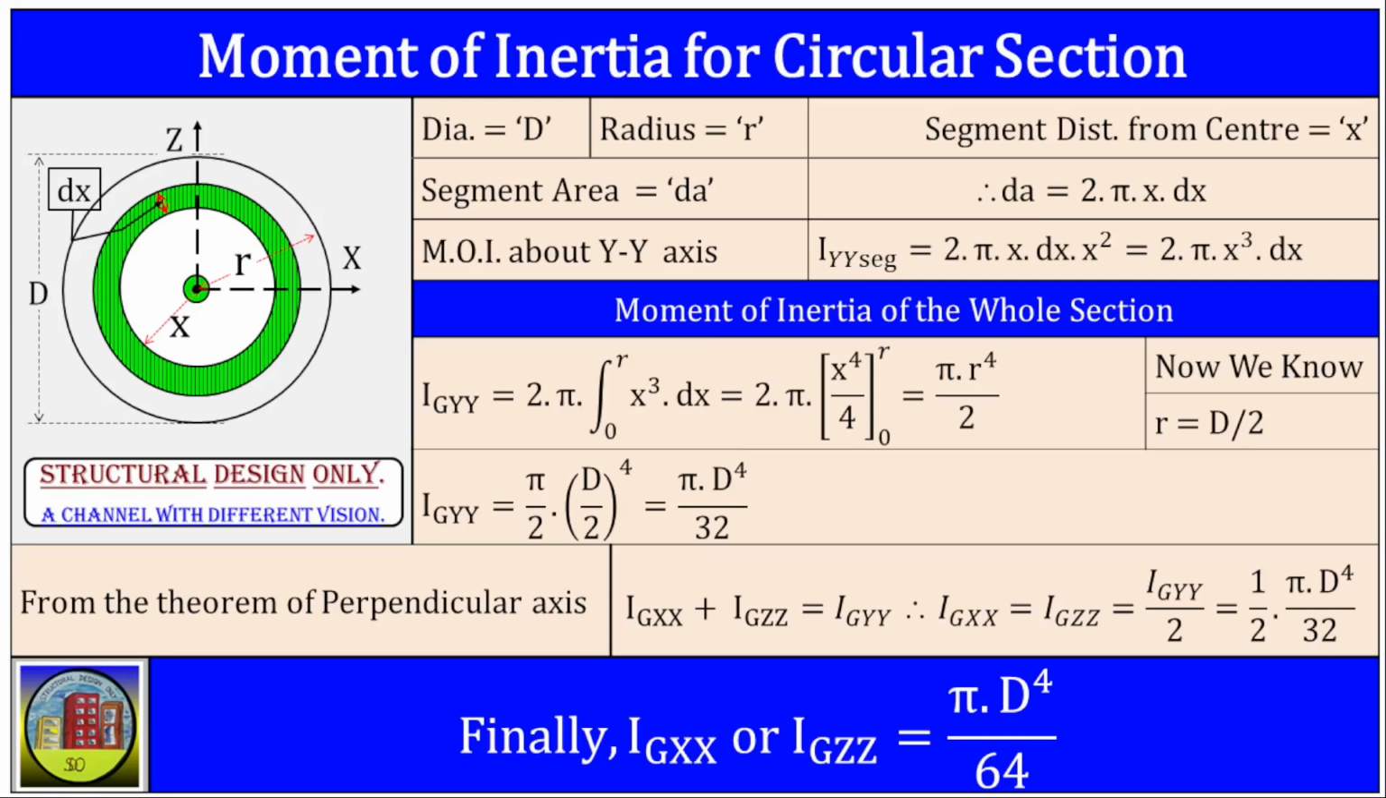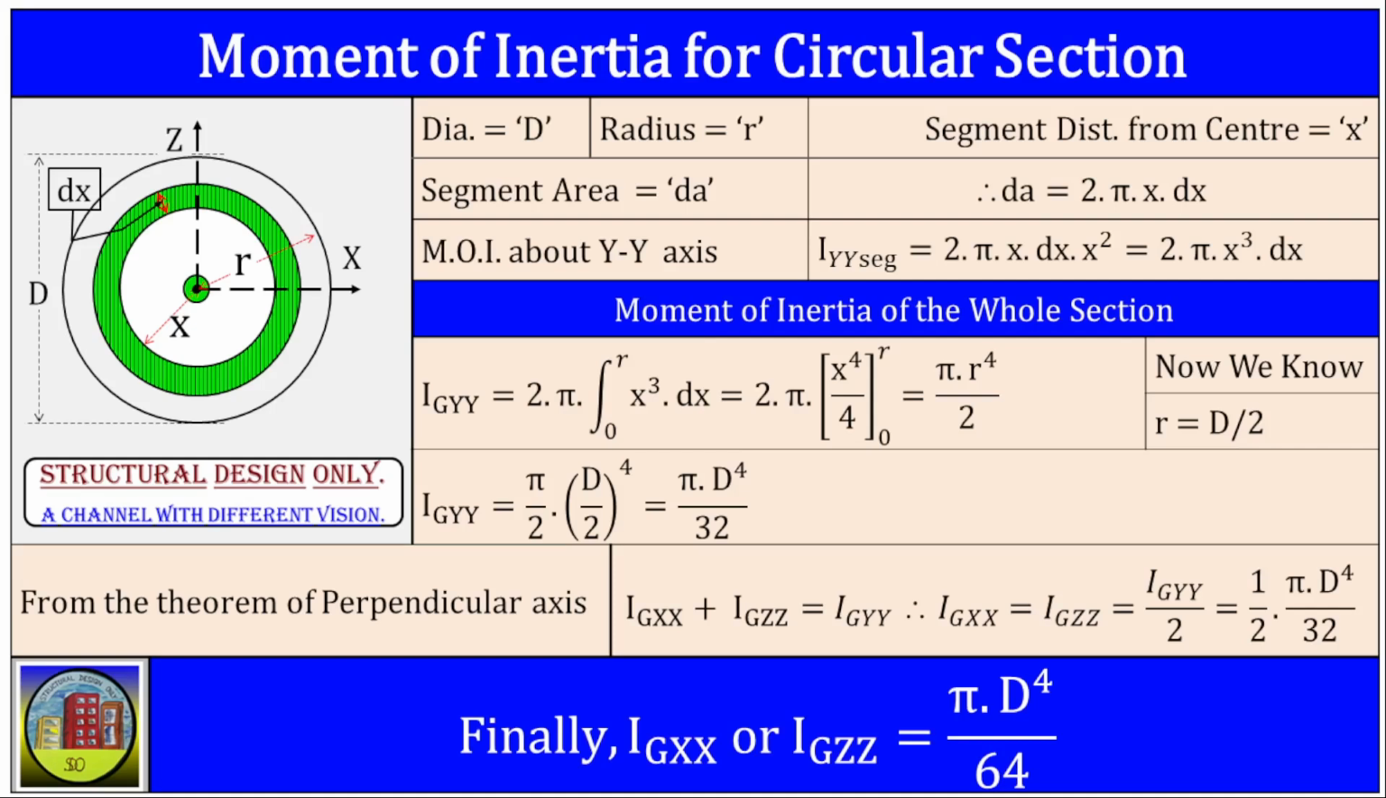Remember, from the theorem of perpendicular axes, Igxx plus Igzz equals Igyy. And in this case, Igxx equals Igzz. Therefore, Igxx and Igzz are each equal to half of Igyy, which equals pi into d to the power 4 divided by 32, divided by 2.